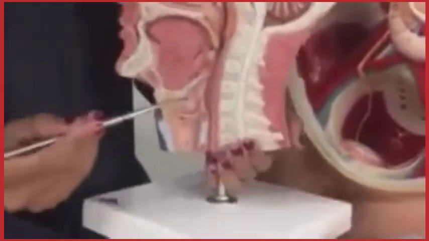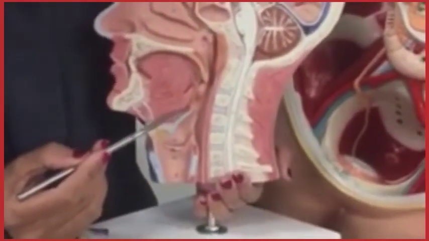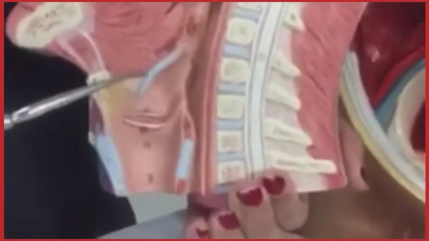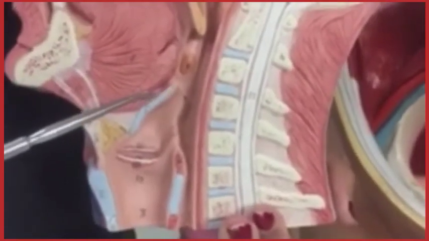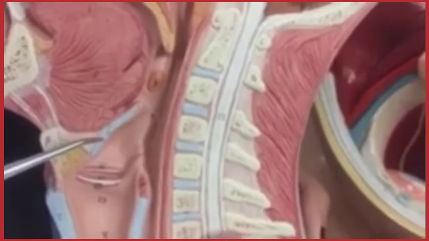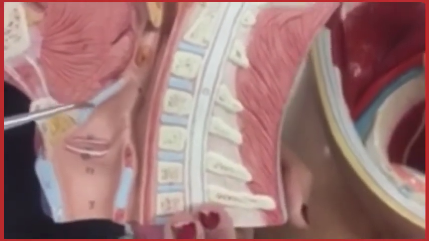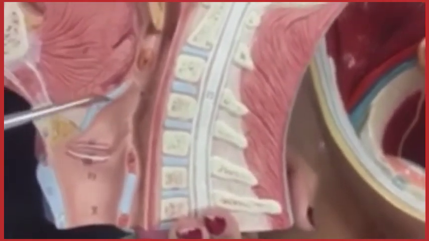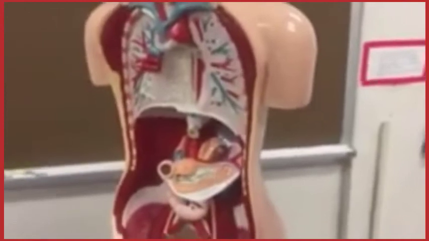One more thing I will show you, the epiglottis. See, this is a sagittal section of the head. This blue color here covers the glottis when we are swallowing food. This is the epiglottis and it will cover the glottis so the food will not go into the trachea. So these are all the terms you will need to know.